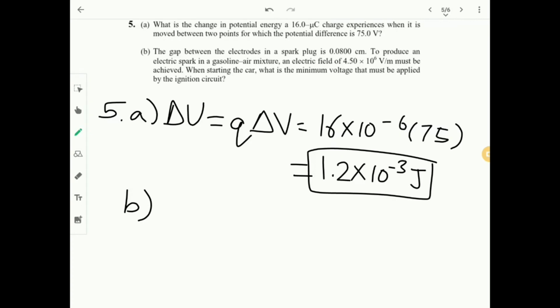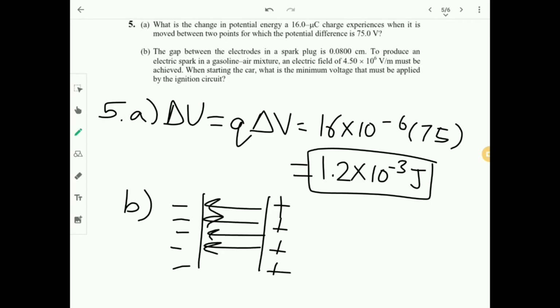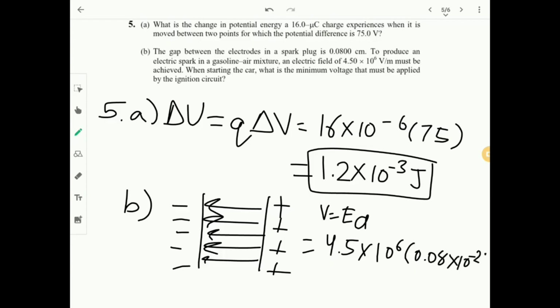This question is very big, but it's actually very simple. You have two electrodes, one negatively charged, one positively charged. The direction of the field is this and it's uniform. Now what is the formula when it's uniform? V equals E D. So it's 4.5 times 10 to the 6 times 0.08 times 10 to the minus 2 (dividing by 100), and we should get 3600 volts. So this is the minimum voltage that must be applied by the ignition current. And we're done with question 5.